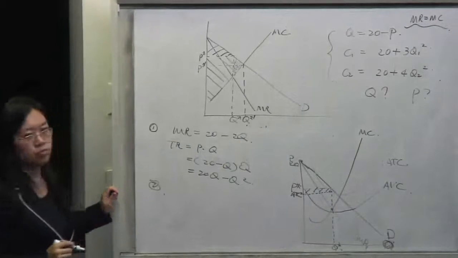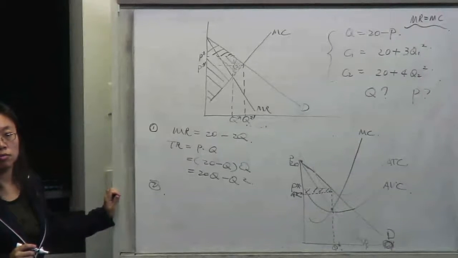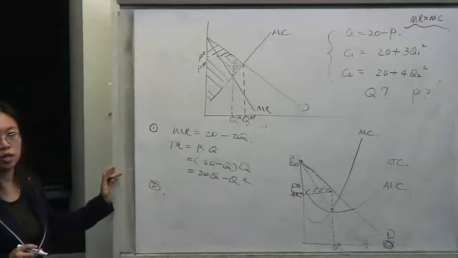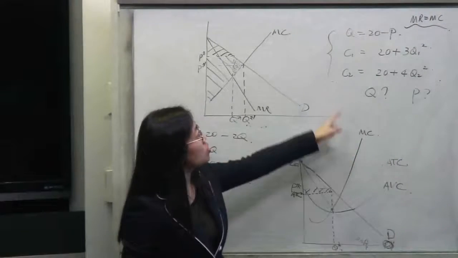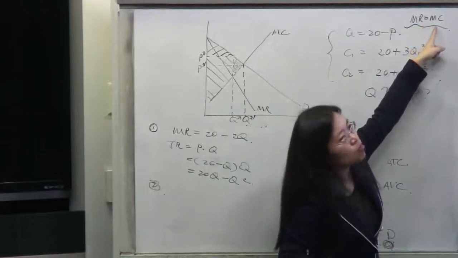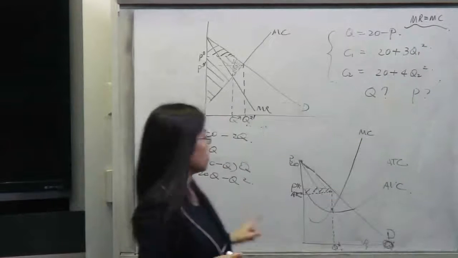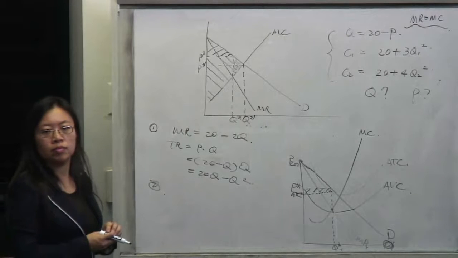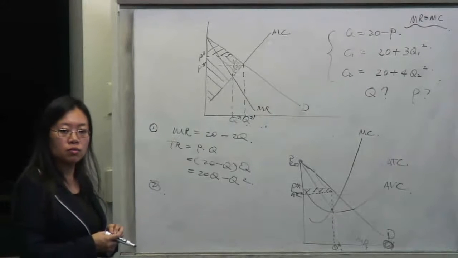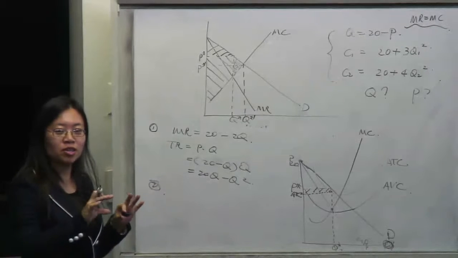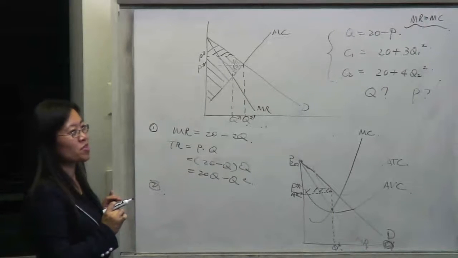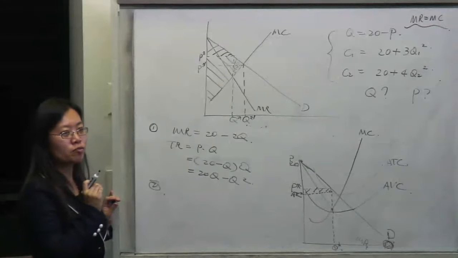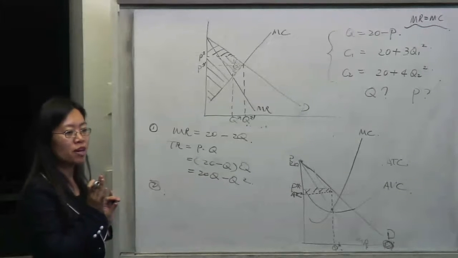So the first step would be finding the inverse, like he said, right? So that's the way you get 20 minus Q times Q. That's right, the first step. Okay, the second step, what's the second step? In order to utilize this, you have to take the derivative. Derivative of what with respect to what? Complete the sentence. Take the derivative of total revenue with respect to Q, which gives marginal revenue. And take the derivative of total cost with respect to Q.